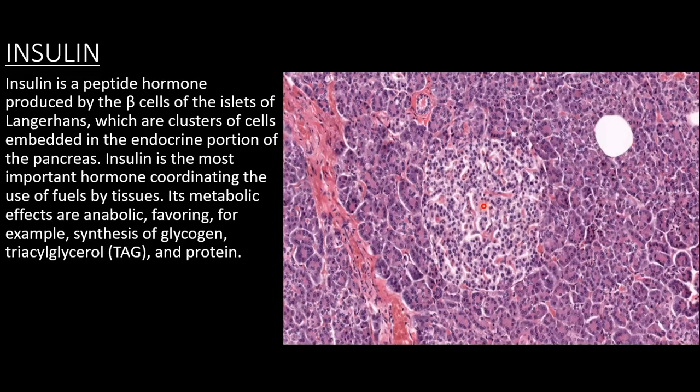Now, insulin's metabolic effects: generally we can say it has anabolic effects, but to some extent this is not entirely true, because it also promotes glycolysis. Remember, glycolysis is catabolic, but mainly insulin is anabolic in that it will promote glycogenesis both in the liver and the muscles, triacylglycerol synthesis in the adipocytes, and protein synthesis in the liver and the muscle.